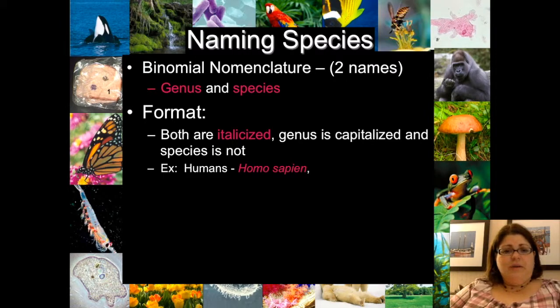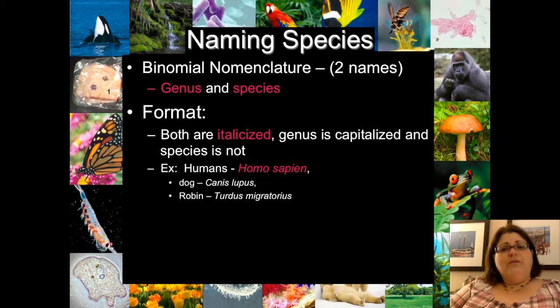So for example, you've probably heard the term Homo sapien. Homo sapien is the human species name, and Homo is our genus, sapien is our species, and we'd write it all out in italics. Notice Homo is capitalized and sapien is not. Another example would be Canis lupus, which is the wolf and the dog. Robin is Turdus migratorius. Notice they all have that same structure. 2 words, first one's capitalized, the second one is not, all in italics.